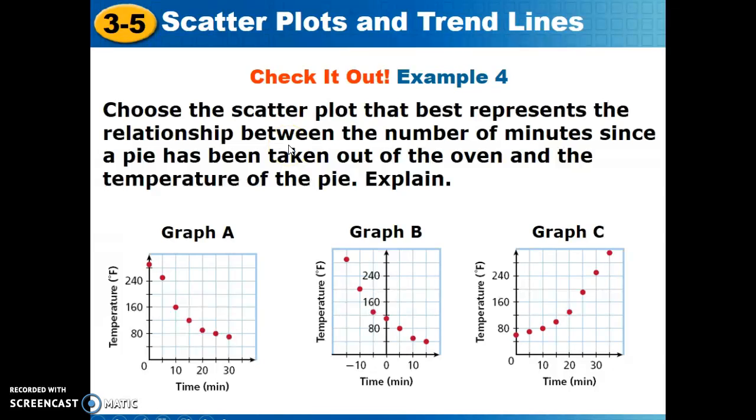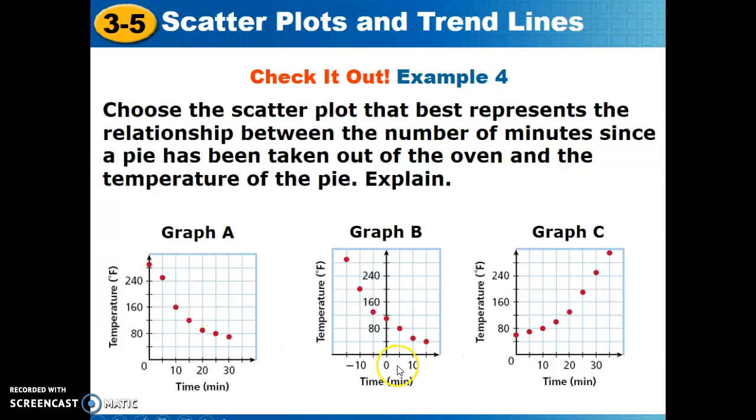How about for this one? The relationship between the number of minutes since a pie has been taken out of the oven and the temperature of the pie. So on our domain, our independent axis, as time increases, what's going on with the temperature of the pie? It's going down. At 30 minutes, it's less hot than it was at 10 minutes. So that one would make sense.